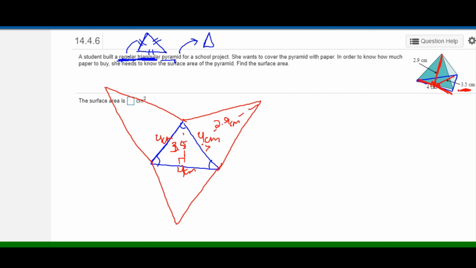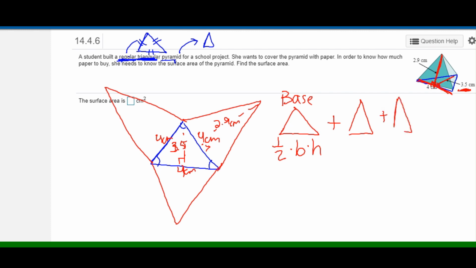So if I look here, I have a base that's the shape of a triangle. I'm going to use my formula, 1/2 times the base times the height, plus the area of my lateral faces, which are all the same. So one face plus another lateral face. We could say this is the left face, this is the right face, and this is the back face, and each is the shape of a triangle. So I'm going to need all of the formulas to find the area. So I'm going to bring down my plus sign.